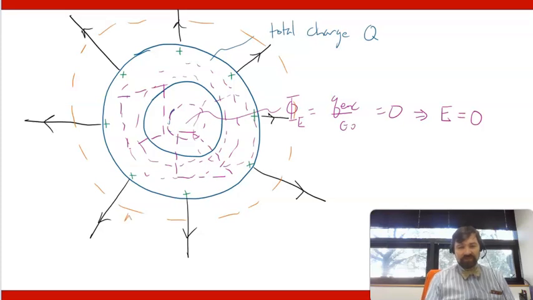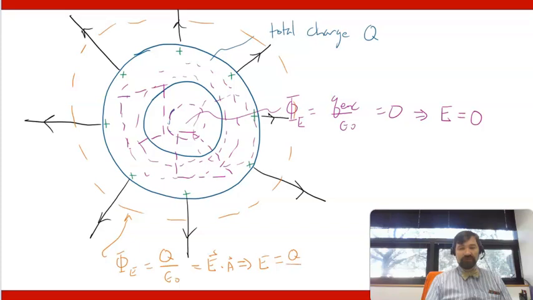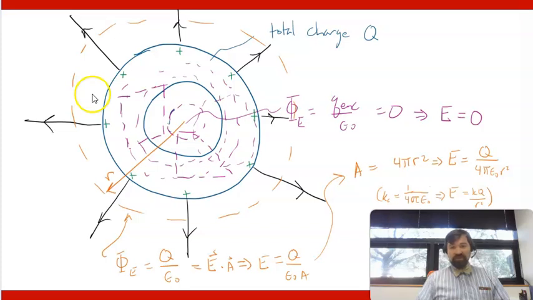Well, for this one, my flux phi E should look like Q enclosed, which is capital Q, divided by epsilon naught. That is E dotted with A. And so that means that E must be Q over epsilon naught times area. Now the area of a sphere is 4 pi r squared. So I end up with this E, which is the same again as the field by a point charge located at the center.